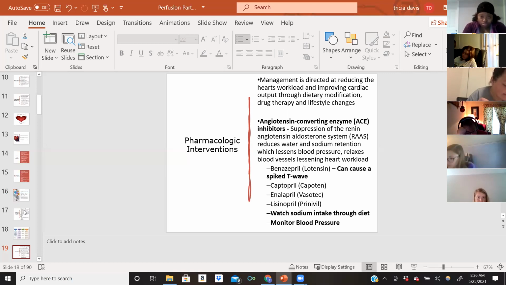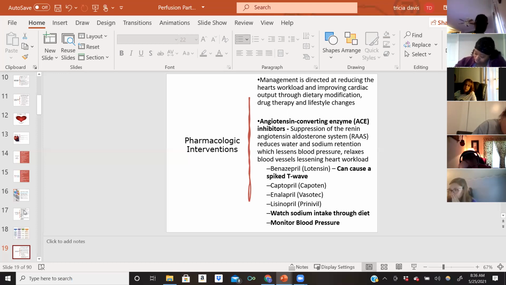We can give captopril, enalapril or Vasotec, lisinopril or Prinivil. So you want to educate your patients if they're taking that benazepril that they need to follow up with their cardiologist if they're feeling any kind of heart issues. They would want to go to their primary care physician and get an EKG because it can cause that spiked T wave, which can cause heart damage. We are going to want to educate them about sodium intake through their diet. This is huge. They need to decrease the amount of sodium they have in their diet. And then we want to encourage them to monitor their blood pressure at home.